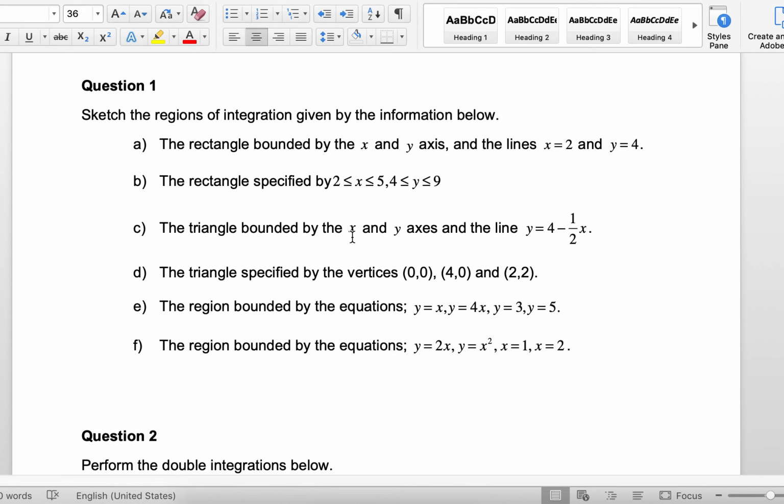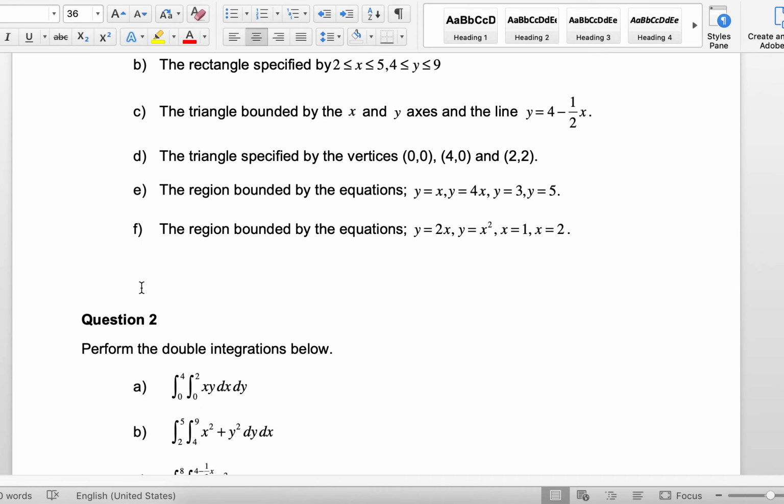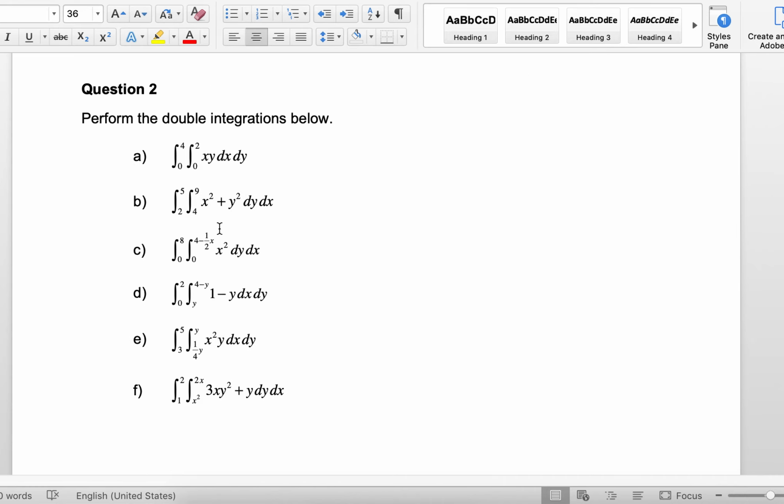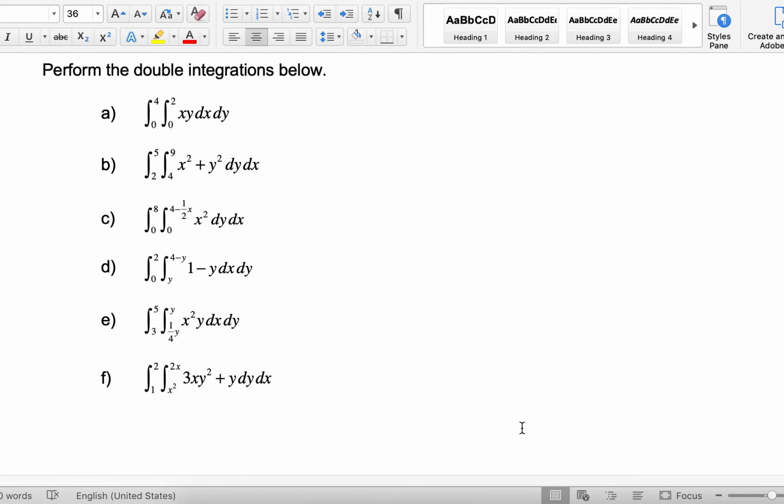Here again, you've got the x and y axis, that's y equals 0, that's x equals 0, and then you've got that line there, so you could have a look at what that is. You've got a triangle bound by those vertices there, so that's more difficult to draw. You probably have to do that on a bit of paper. So I would leave out D, that wouldn't be anything I would focus on. That's something that we might come to at some point, but it's not going to bother us. And then here we've got the region bound by the equations y equals x, y equals 4x, y equals 3, and y equals 5. And just write down maybe what you think the limits would be. But this is the more important stuff here. I'm not, as I said, too worried about getting those regions of integration done.